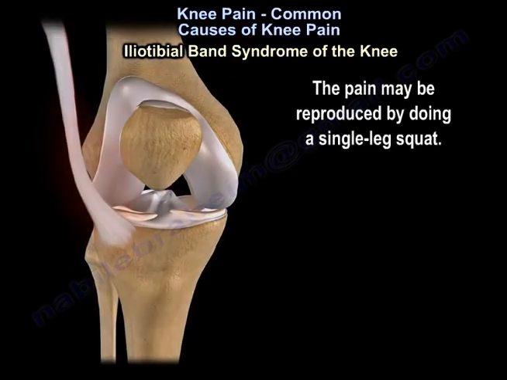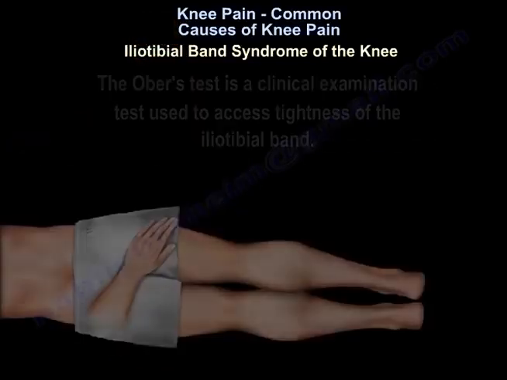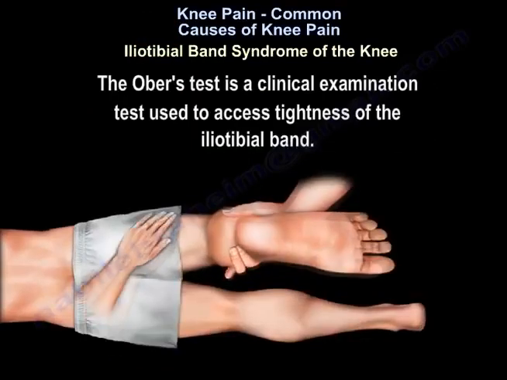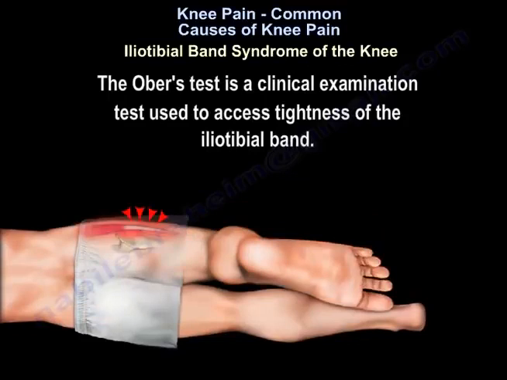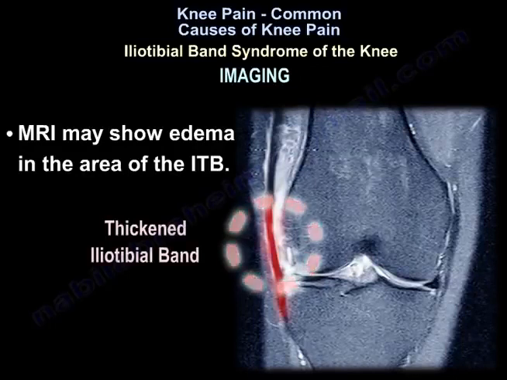Pain may be reproduced by doing a single leg squat. Ober test is used to assess tightness of the iliotibial band. MRI may show edema in the area of the iliotibial band.